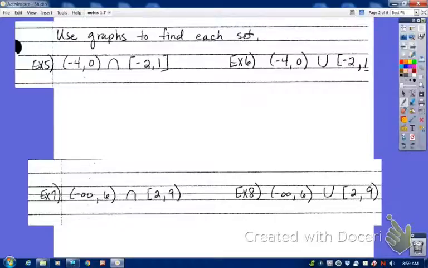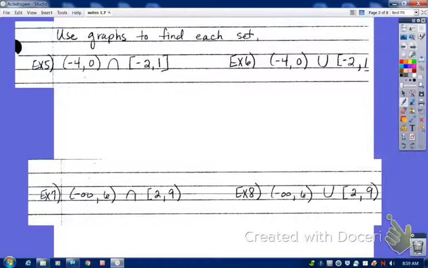Intersection is what the two graphs have in common. So with an intersection, you have to see what's in the first interval that's also in the second interval. Union is where you just take everything from both sets or both graphs. Okay? It says use graphs to find each set.